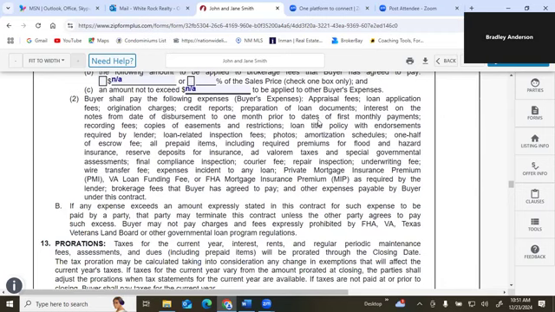Buyer shall pay the following expenses, and these have all been in here before. Appraisal fees, loan application fees, origination charges. Well, then it comes down to say, other broker fees. Okay. Brokerage fees that buyer has agreed to pay. And where would that be? In the buyer's rep agreement. Okay. So there is no more disclosure about the amount.